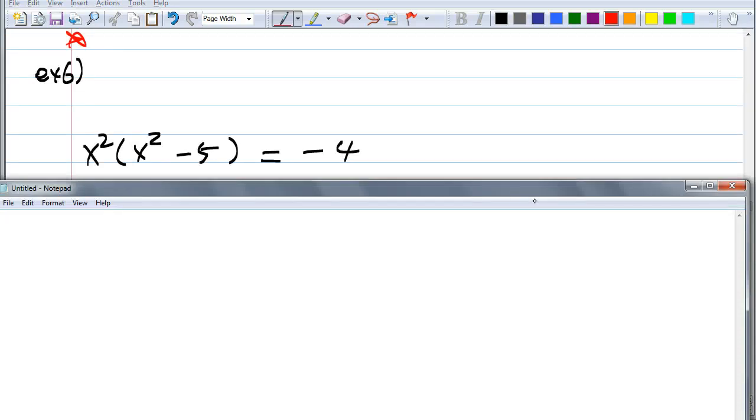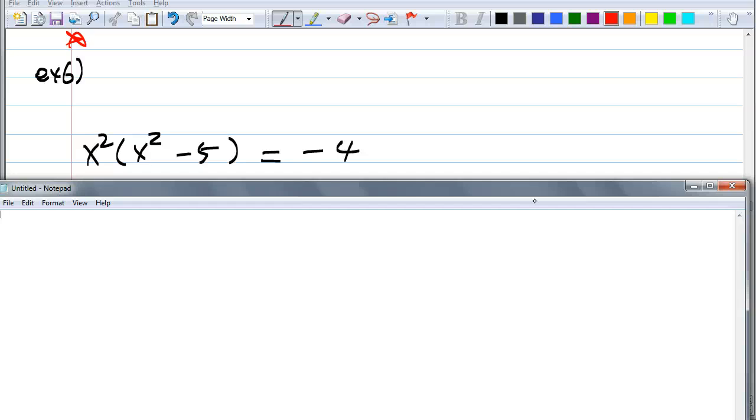Here we go. I put a star on this one here. X squared times x squared minus 5 equals negative 4. This one's kind of nice. The left side is already factored. So could we use the zero product property right now? No. Why not? Brandon, why not? Yeah, on the right side it equals negative 4. So even if the left side is factored, that doesn't really help us too much. It's only good if it equals 0, right?